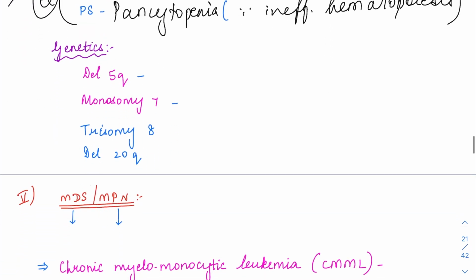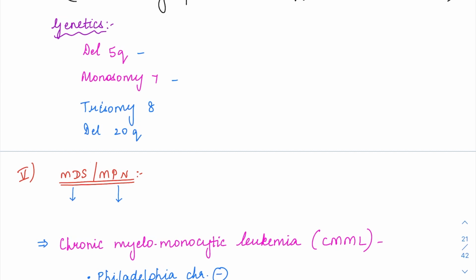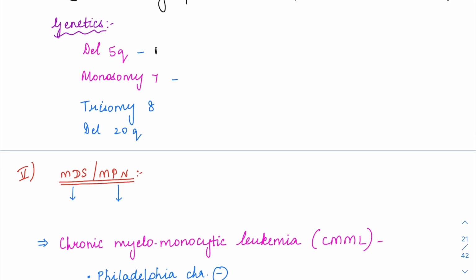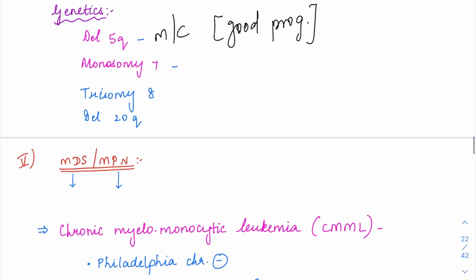So the genetics for MDS is going to be classical. AML with myelodysplasia related changes, I mentioned. The cytogenetics of MDS is classical. So the first thing is the deletion 5q, which is the most common genetic abnormality in MDS. And in fact, it is a very good prognostic cytogenetic abnormality also. Okay, so most common is deletion 5q.